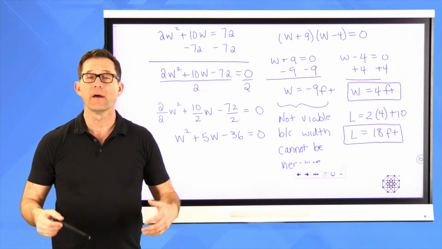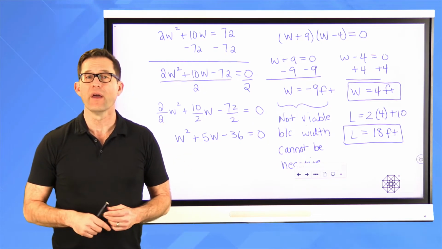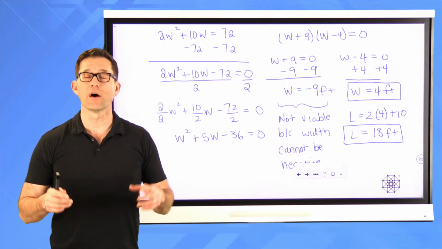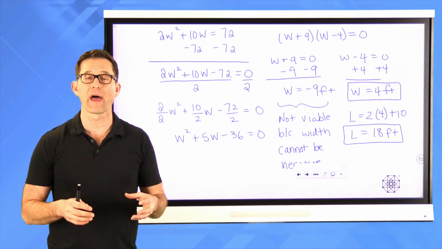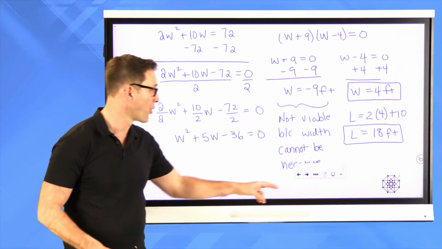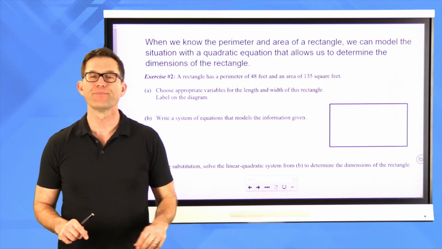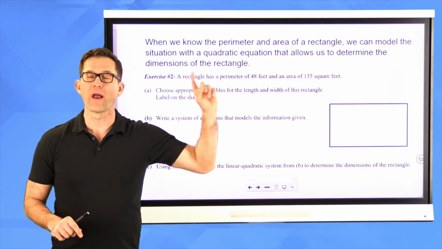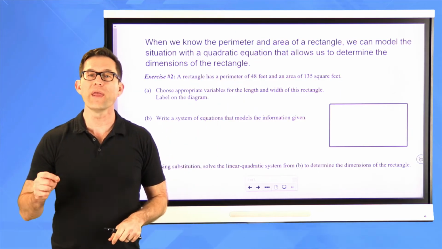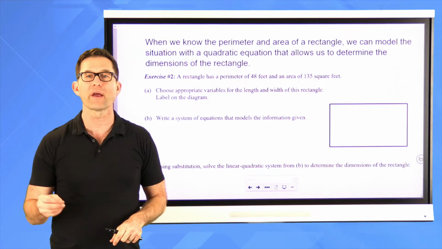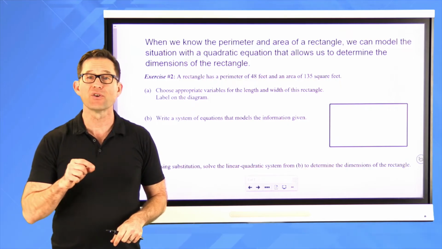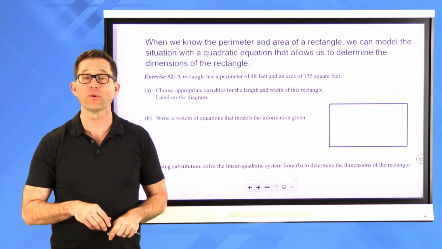Now, area and geometric properties in general give us many different examples of where we can have quadratic equations come up in word problems. So let's take a look at another one that's a little bit more complicated. When we know the perimeter and the area of a rectangle, we can model the situation with a quadratic equation that allows us to determine the dimensions of the rectangle, which is kind of cool.